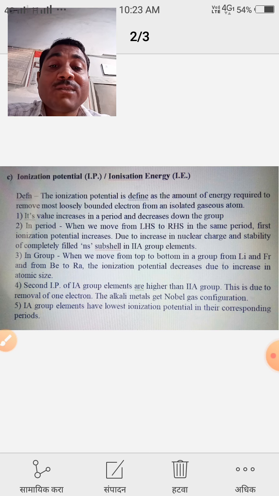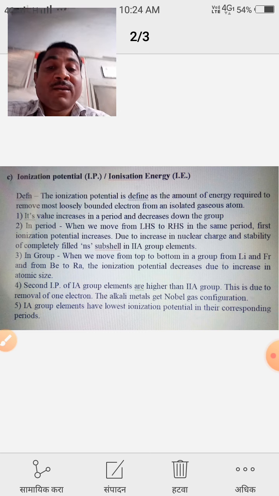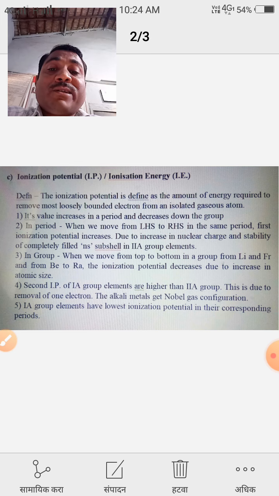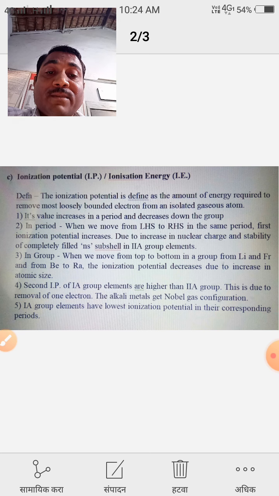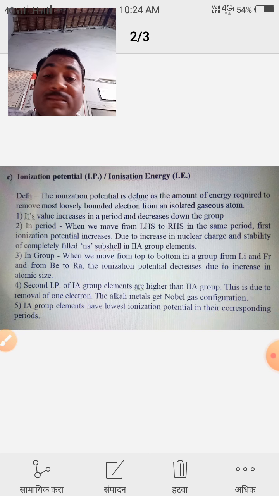The second ionization potential of a first A group element is higher than that of a second A group element. This is due to the removal of one electron: the alkali metal gets a noble gas configuration. Why is the second ionization potential of a first A group element higher as compared to a second A group element? Because when we remove one electron from the last shell of a first A group atom, it possesses the electronic configuration of a noble gas.